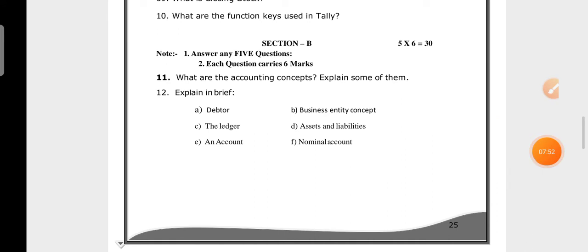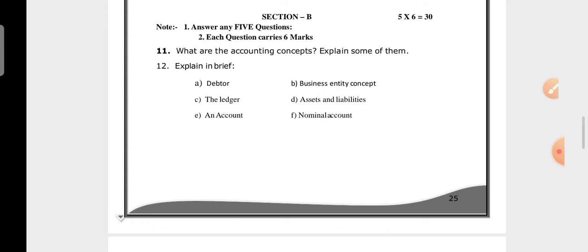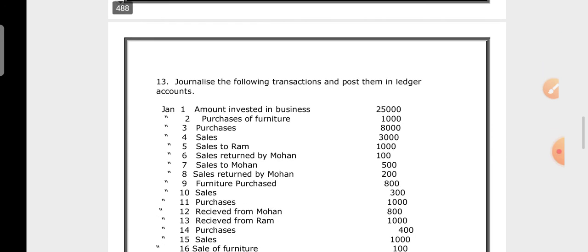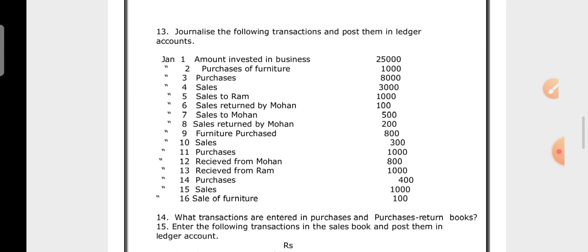Here in Section B, 6 marks questions will be there. You have to attempt 5 questions. Each question carries 6 marks. So, what are the accounting concepts? Explain some of them. Explain in brief: debtor, ledger, an account, business entity concept, assets and liabilities, and nominal account. Next, 13, journalize the following transactions and post them in ledger accounts. These are all the things you have to write.